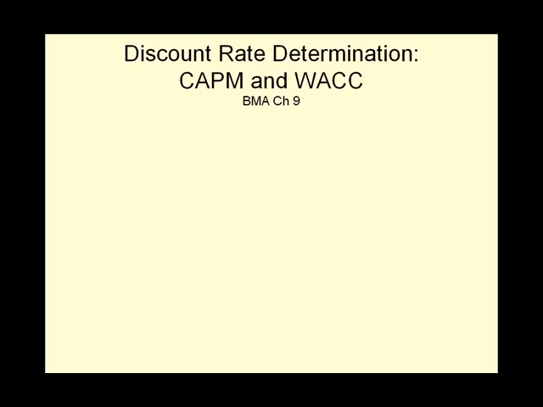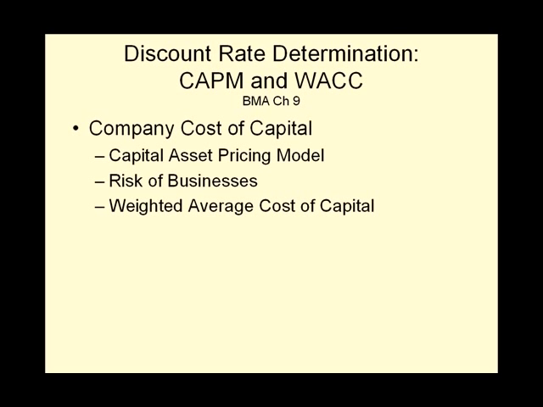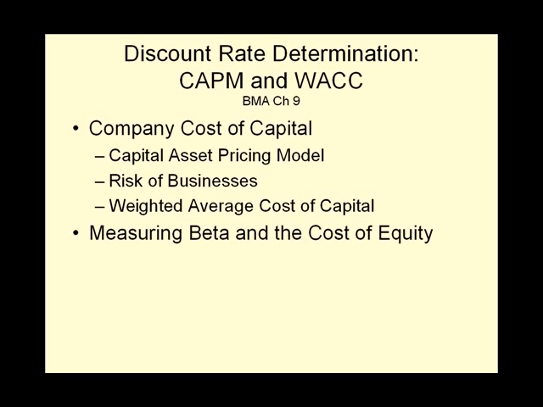Our session is the first of two on discount rate determination. In this session, we focus on the capital asset pricing model and the weighted average cost of capital. We start with the company cost of capital and its relationship to the capital asset pricing model, the risk of the businesses in the company, and the weighted average cost of capital. Then we move to measuring beta and the cost of equity. And we conclude by introducing the project cost of capital.